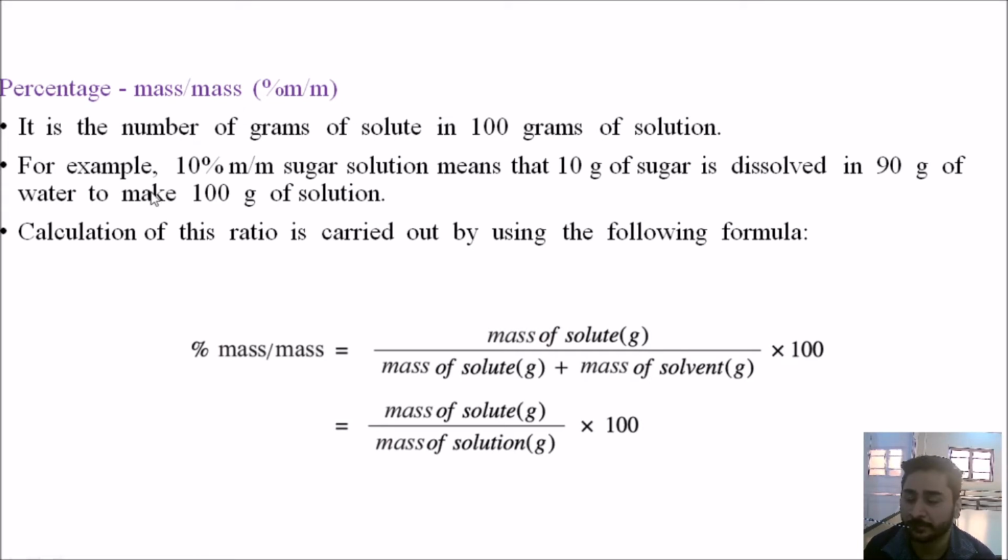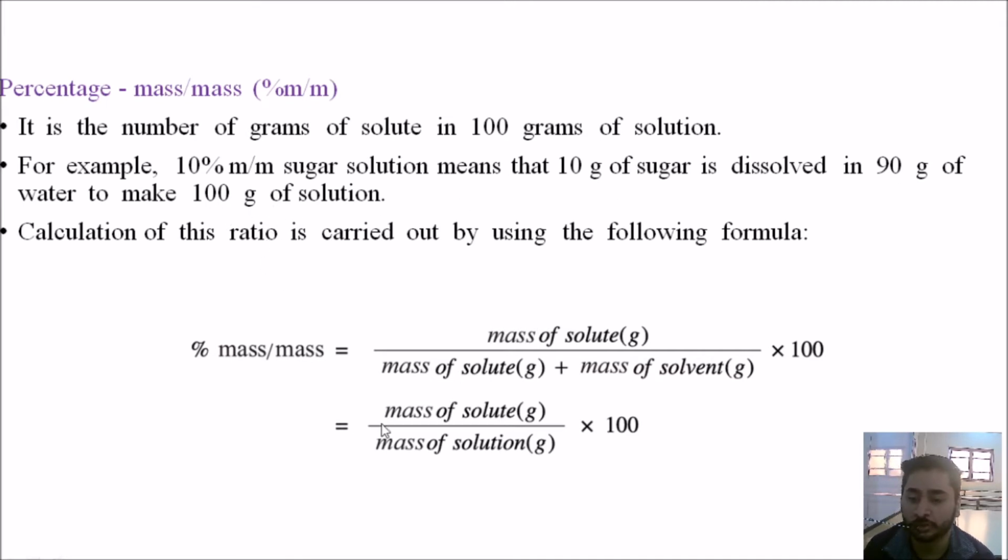Okay, so in 100 grams of solution, the grams of solute is called mass by mass percentage. So for example, if we say 10% mass by mass sugar solution, what do you mean by that? 10% mass by mass sugar solution will mean that it has 10 grams of sugar in 90 grams of water. Okay, that makes up 100 grams of solution. 10% means 10% of the total solution. The total solution is going to be 100%. It's going to be 100 grams of solution. So in 100 grams, you're going to have 10 grams of sugar and 90 grams of water. It is going to make 100 grams of your solution.